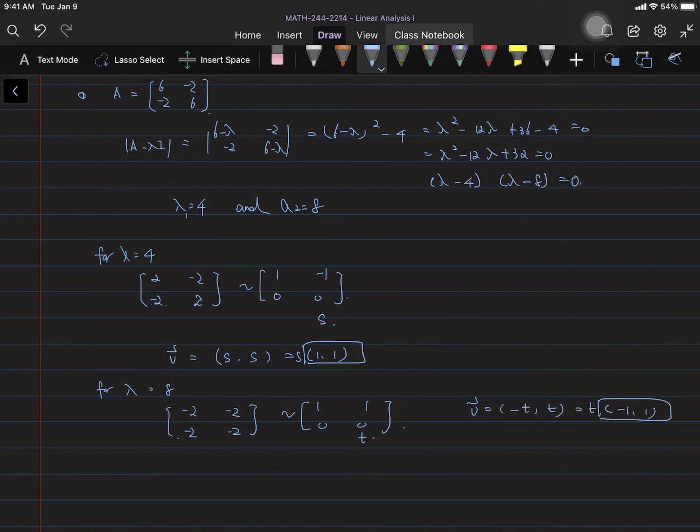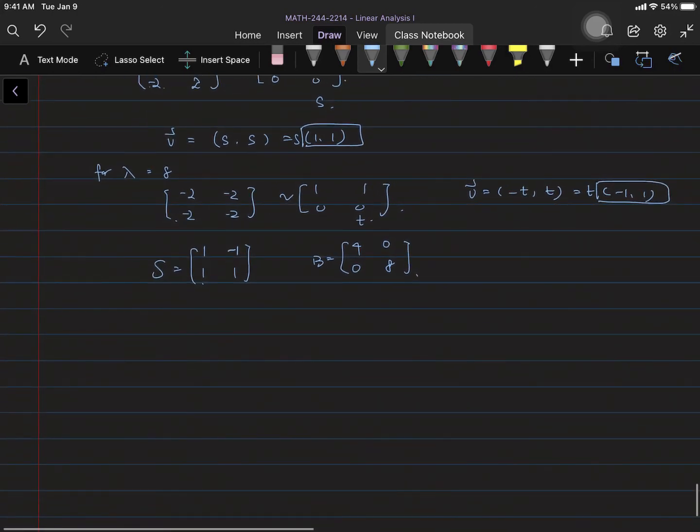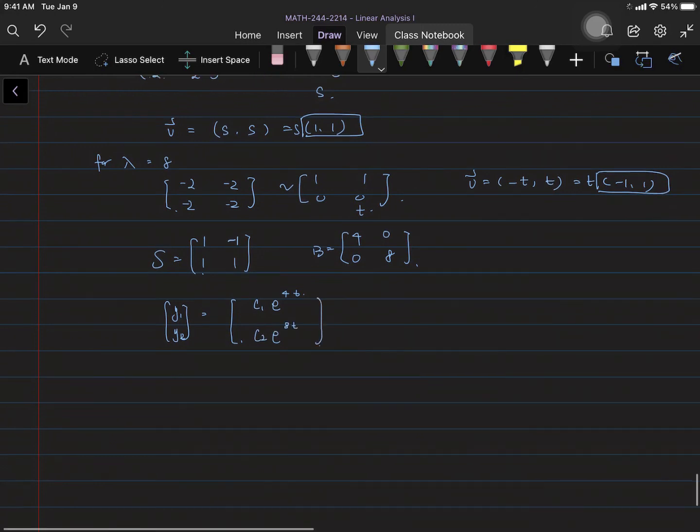Second eigenvector. So what is our S? (1, 1), (negative 1, 1). Okay, write them in column form. And what is B? Made by eigenvalues. So what is Y? Y1, Y2 equals C1 e to the 4t, C2 e to the 8t. Right, Y1, Y2.